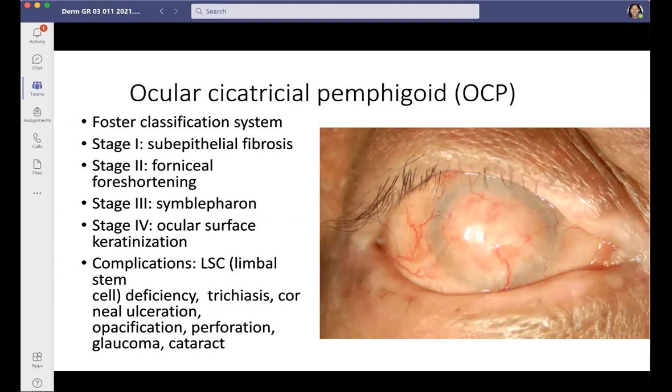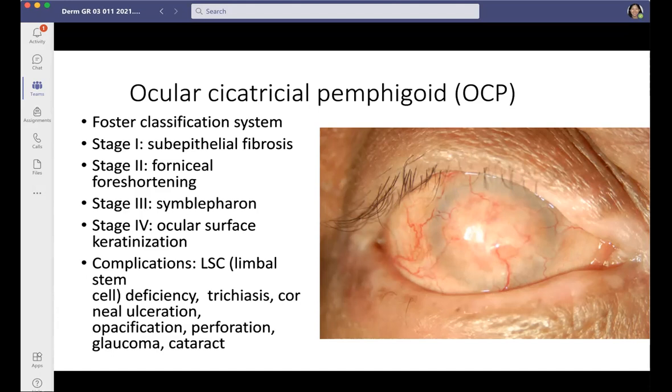In stage 2, the fornix is becoming short, like we saw on the last slide. Stage 3 is where you're developing the symblepharon, so scar tissue of the conjunctival surface. And then 4 is what we see here on the right, where the ocular surface is completely keratinized. And then this is, unfortunately, a terribly end-stage eye. I suspect that they have ankyloblepharon, and so the eyelids will neither open nor close. And then you're in really bad shape.